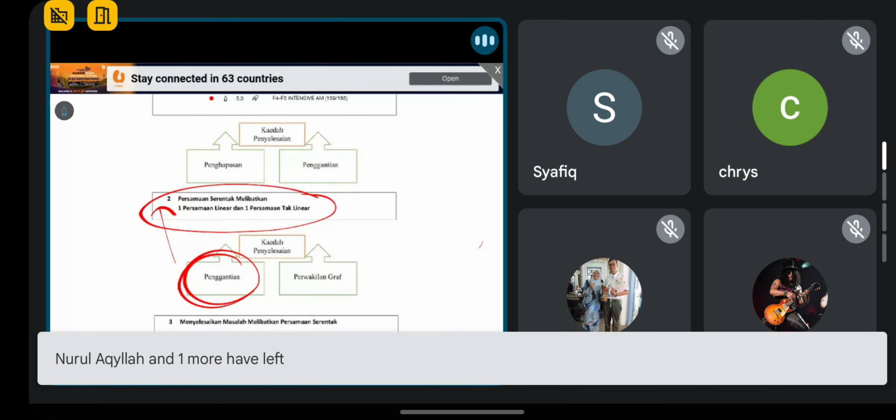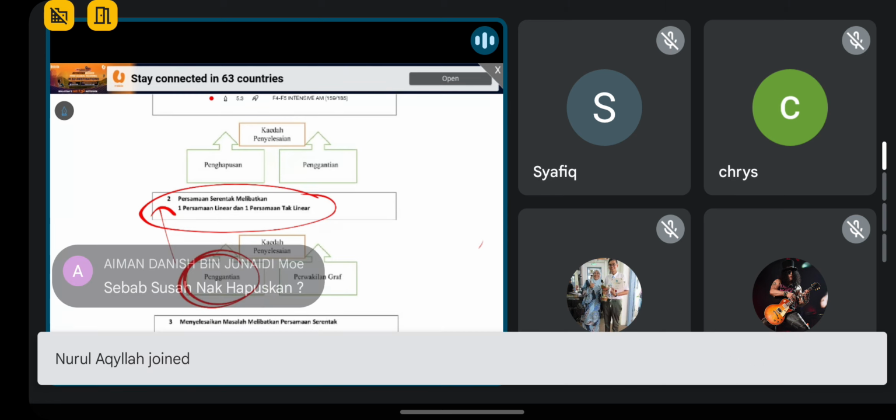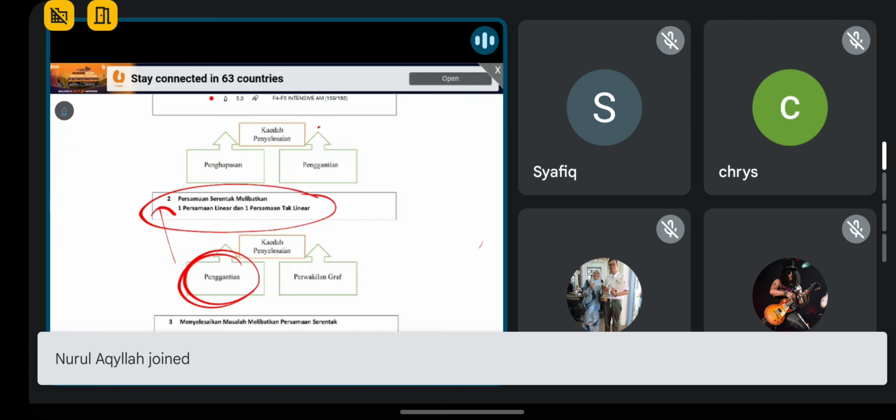Why we cannot use elimination method over here? Mengapa tak boleh guna penghapusan? Yes, very good. Sebab kuasa tu 2, correct. The power is 2. Ya, betul Aiman. Sebab susah nak hapuskan. Bayangkan guys.